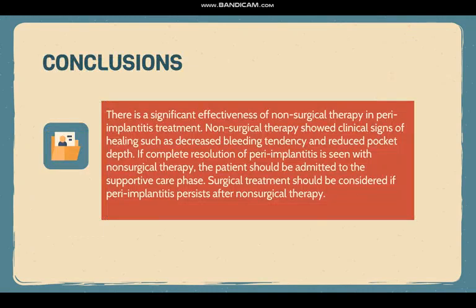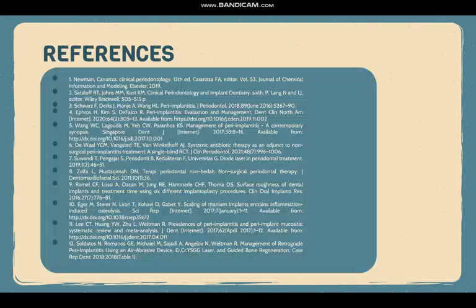Conclusion: there is a significant effectiveness of non-surgical therapy in peri-implantitis treatment. Non-surgical therapy showed clinical signs of healing, such as decreased bleeding tendency and reduced pocket depth. If complete resolution of peri-implantitis is seen with non-surgical therapy, the patient should be admitted to the supportive care phase. Surgical treatment should be considered if peri-implantitis persists after non-surgical therapy.